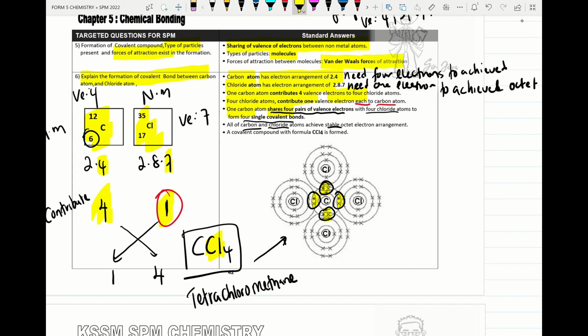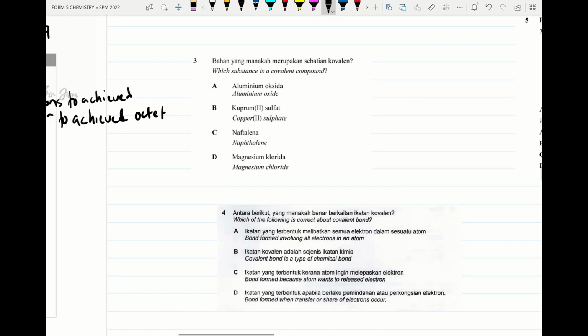Therefore a covalent compound with the formula CCl4 is formed. All right, so that's how we write the answer for the essay question.